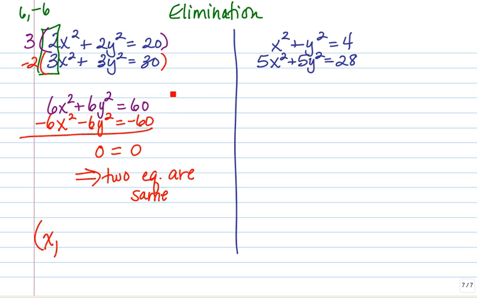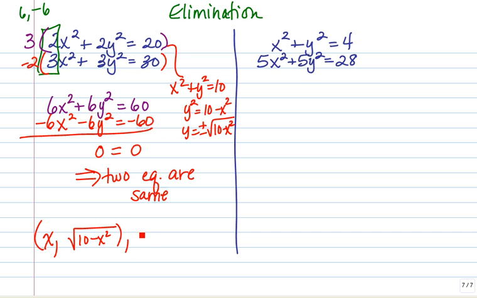So if we have, from the first equation, we know x squared plus y squared is equal to 10. So if we solve for y, we would get y squared is equal to 10 minus x squared. So y is going to be plus or minus the square root of 10 minus x squared. Okay. So we would have either x paired with the square root of 10 minus x squared, or x paired with the negative square root of 10 minus x squared. Okay, but really what that's saying is that every point on the circle is a solution.